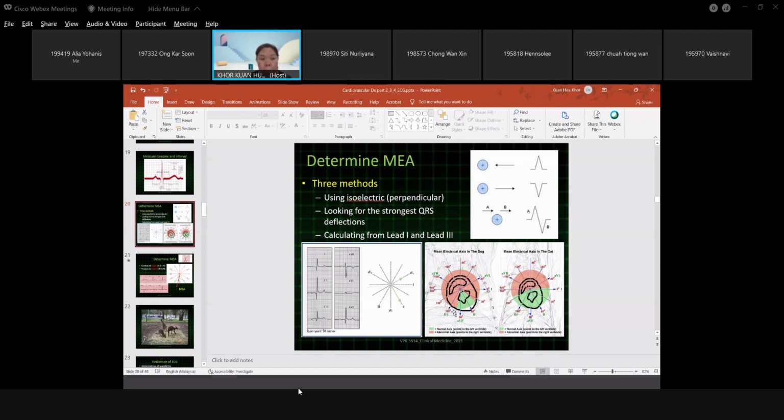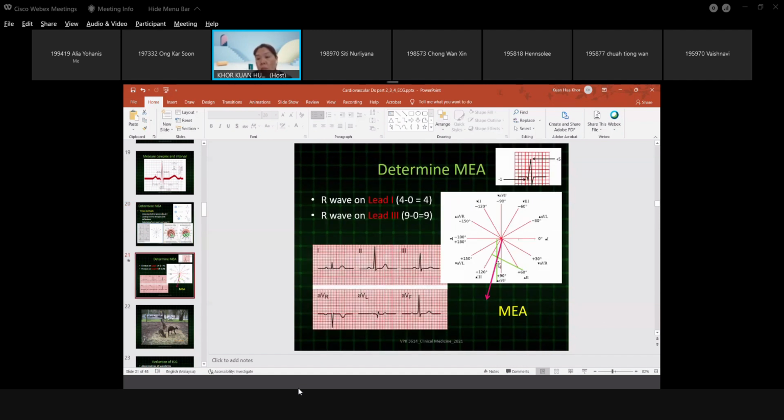Thank you, doctor. I'm not giving you a good example, sorry. But the mean electrical axis will look like this.